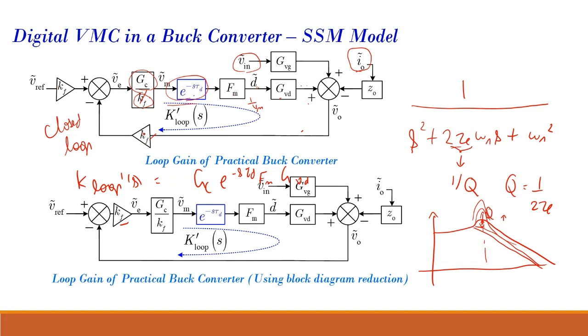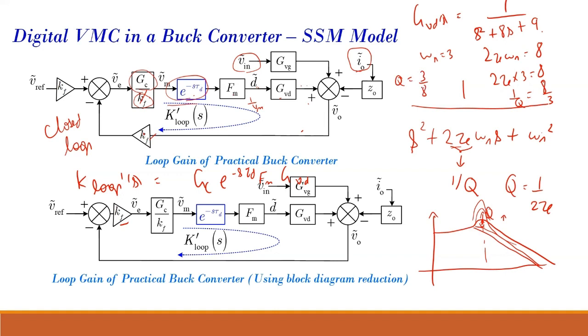No, no. Your GVD of S, assume it is 1 upon S square plus 8S plus 9. This is the transfer function you get for GVD of S. Then you compare it with omega n square, which is 9. So you get omega n is equal to 3. And 2 zeta omega n is 8. So 2 zeta into 3 is 8. So 1 upon Q is 8 upon 3. So the quality factor is 3 upon 8. That's how you get a quality factor.